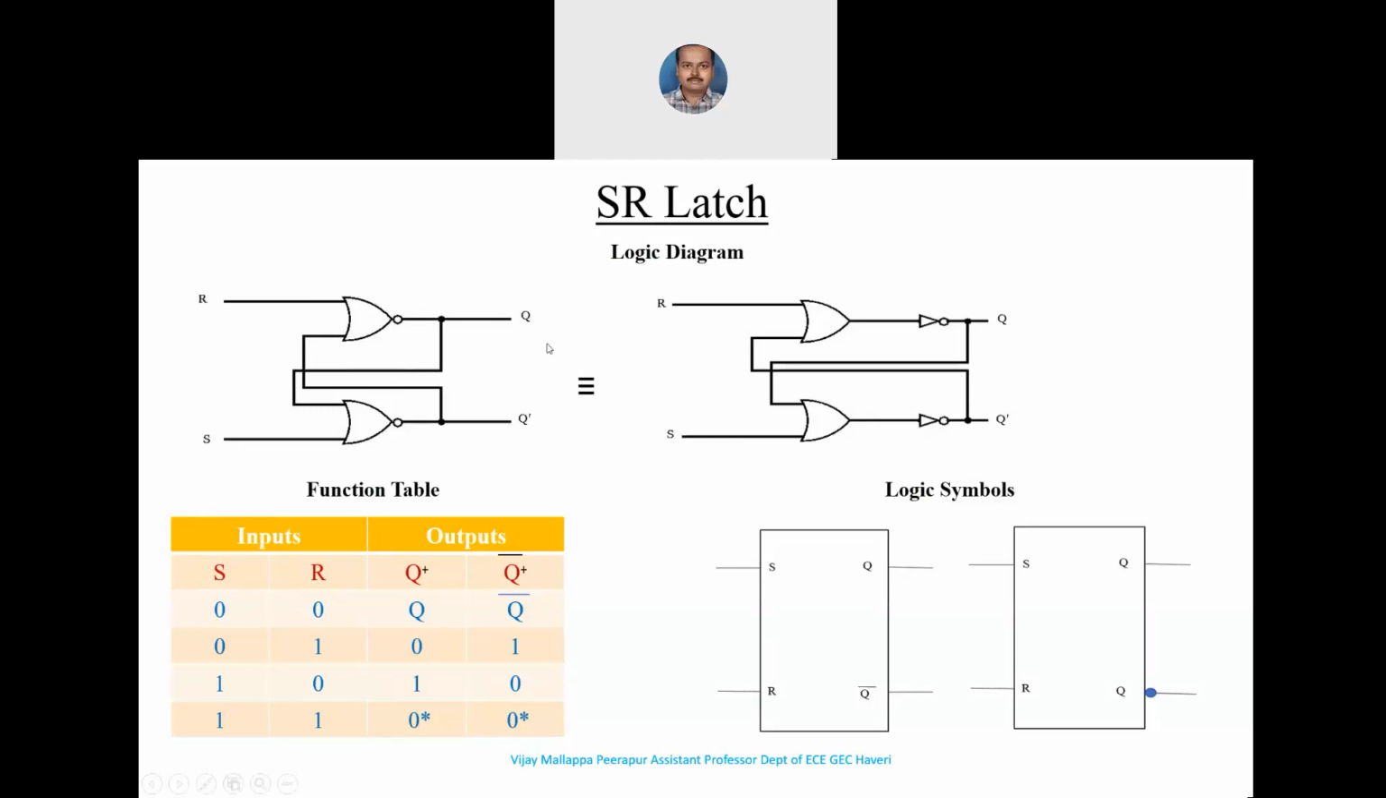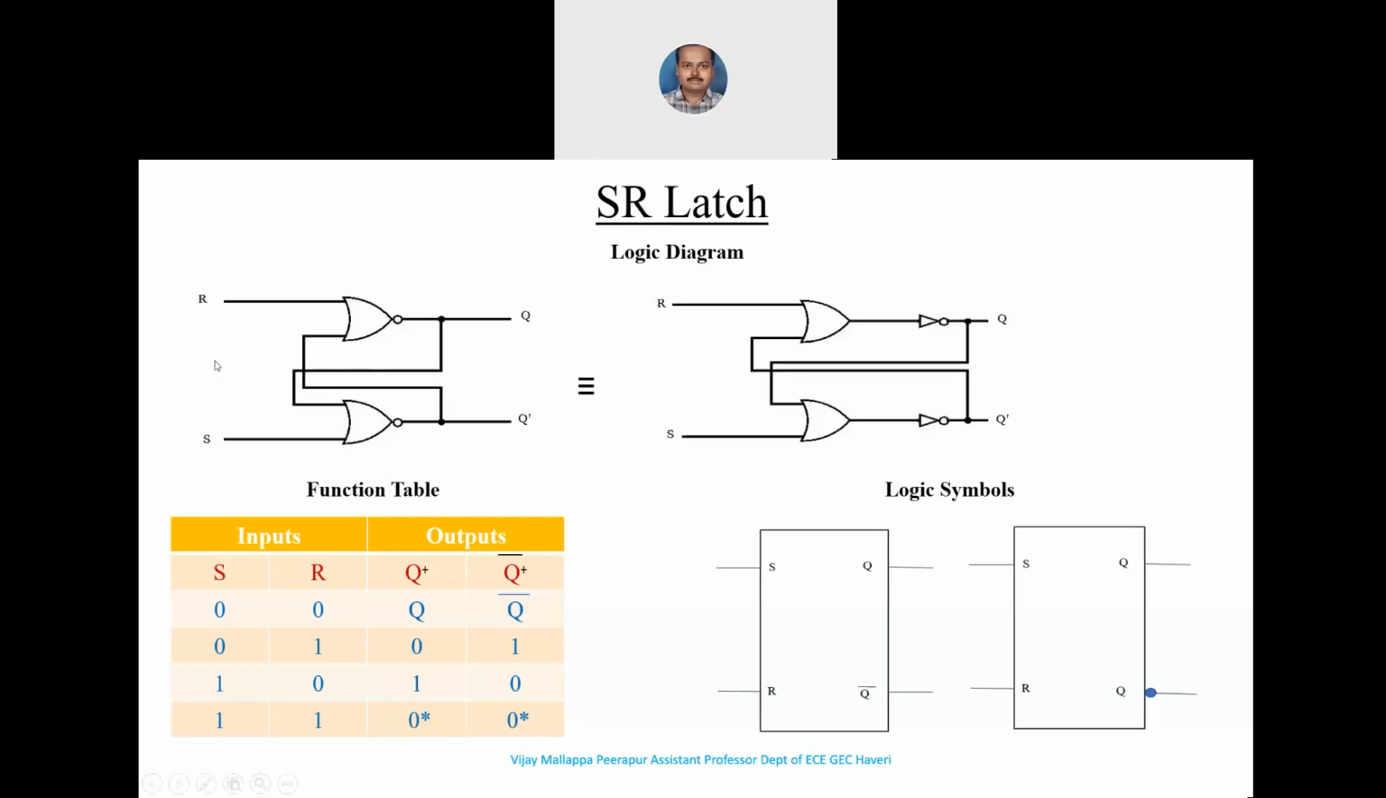Now here we have two NOR gates, right? For the first NOR gate, one of the inputs we have labeled as R. For the other NOR gate, one of the inputs we have labeled as S. This S stands for set, R stands for reset here, right? And the other input to each NOR gate is nothing but the input which we receive from the other NOR gate output here, right?